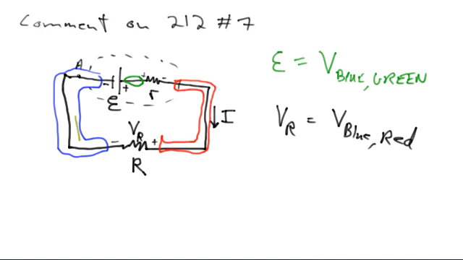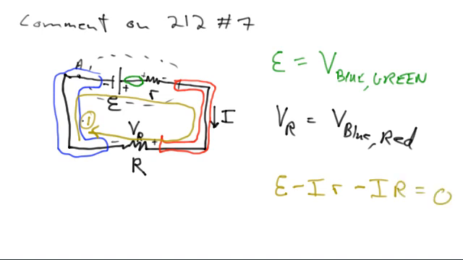Kirchhoff's voltage law. So I'll draw loop 1. This is what I did in solving the problem. So just do this quickly. Going through loop 1, I get a positive script E, and then a minus I times little r, and then a minus V sub R, which is I times big R, equals 0, because I got back to the same conductor I started on.